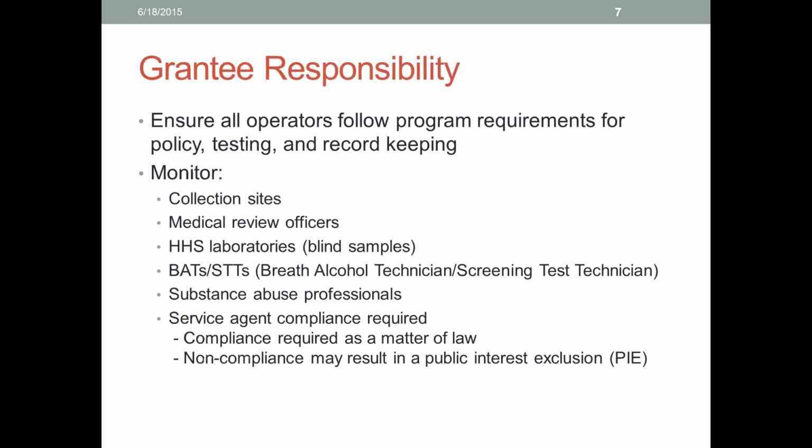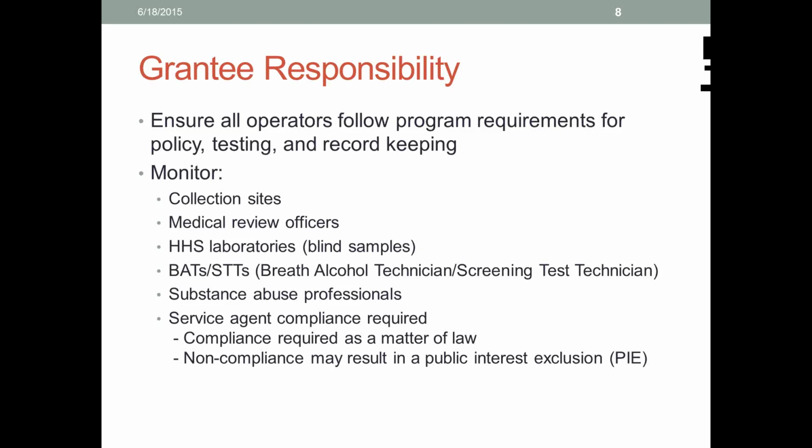So what is the responsibility in all of this? As the primary recipient for Section 5311 funding, IDOT has to make sure that everybody who participates in the 5311 program has to follow the program requirements for everything related to that testing program. Policy, testing, record keeping, the whole nine yards. And we'll talk a lot about those.